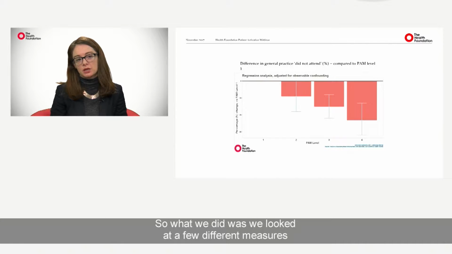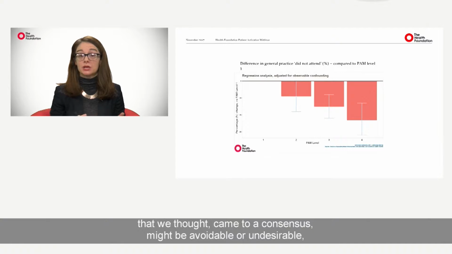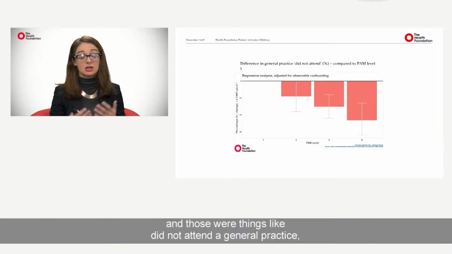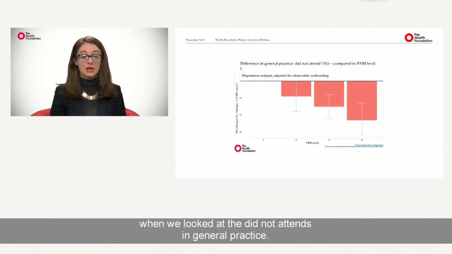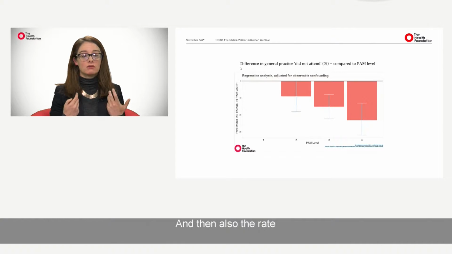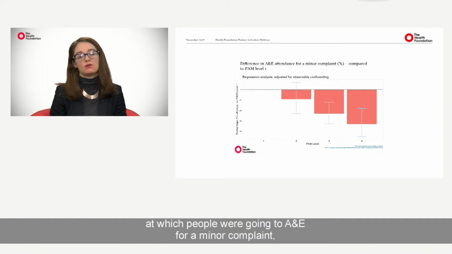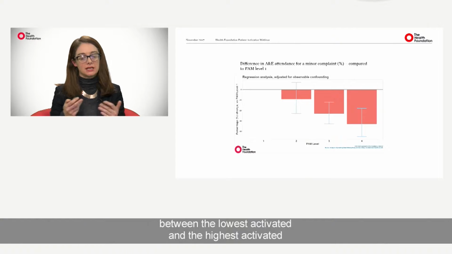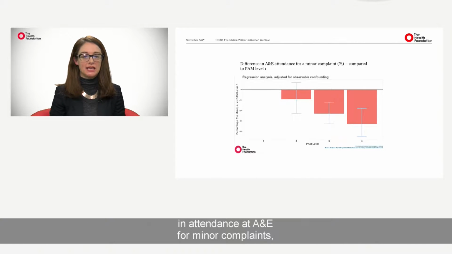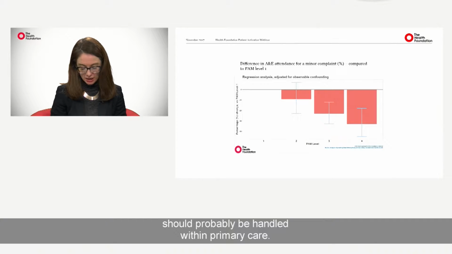So what we did was we looked at a few different measures that we thought, by consensus, might be avoidable or undesirable, and those were things like did not attends at general practice, and we saw a difference in the rate of change between the lowest and highest activated when we looked at the did not attends in general practice. And then also the rate at which people were going to A&E for a minor complaint. So again, about a 30% difference between the lowest activated and the highest activated in attendance at A&E for minor complaints. So those are things that we think should probably be handled within primary care.